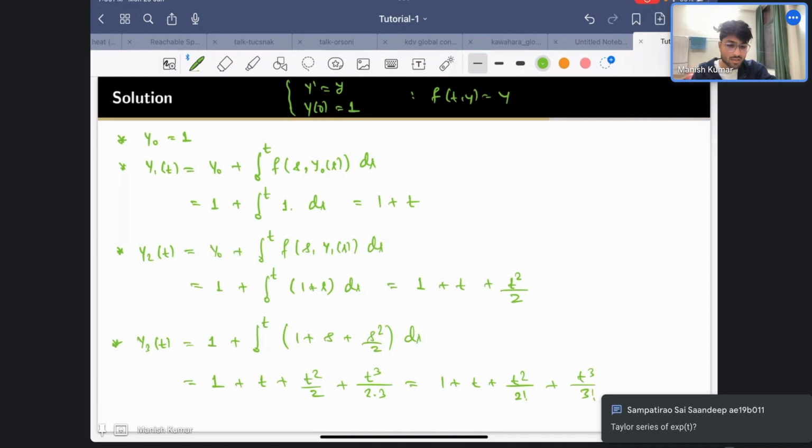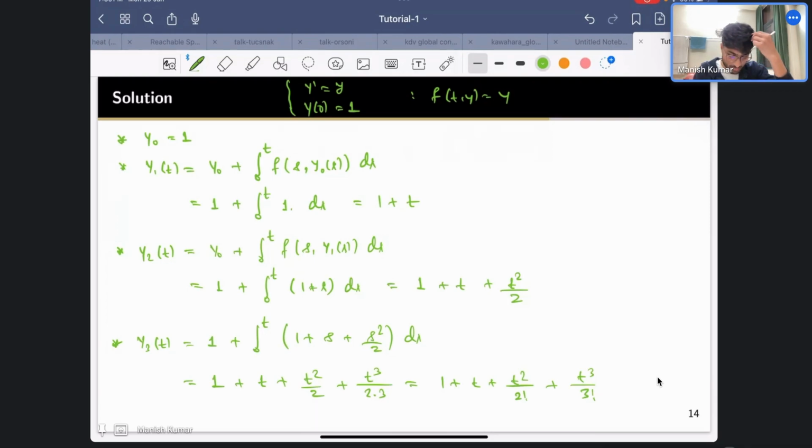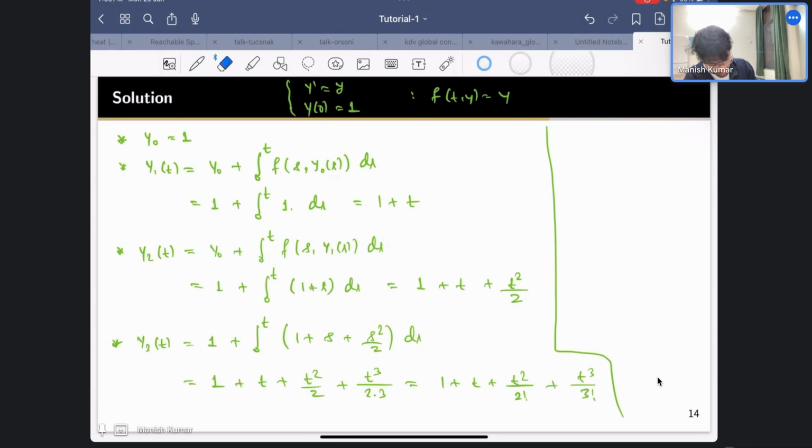Exactly, so we are converging to that. I cannot say this will converge to what you are saying; it will converge to the exponential function. And why is that? So far we have computed y3, and if you try to go on in this way, as he already mentioned, it is the Taylor series expansion. If we calculate yn of t, it will be 1 plus t plus, like that, it will go till t to the n by n factorial.